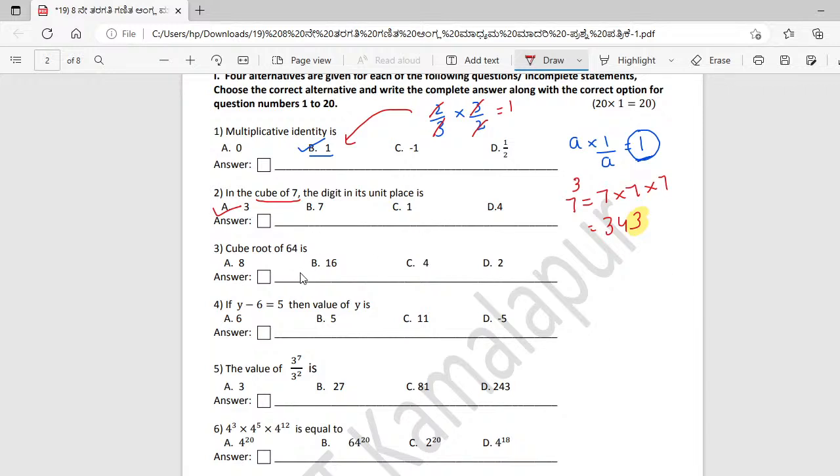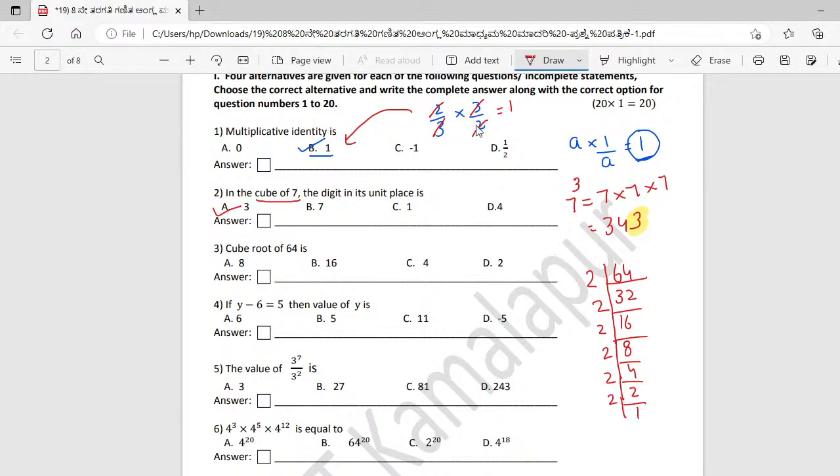Okay, so let us give the solution for this third one, that is cube root of 64. Let us find out the cube root of 64. We need to go with the prime factorization method for finding the cube root of 64. That is 2 3s are 6, 2 2s are 4, 2 16s are 32, 2 8s are 16, 2 4s are 8, 2 2s are 4, and lastly 2 1s are 2.